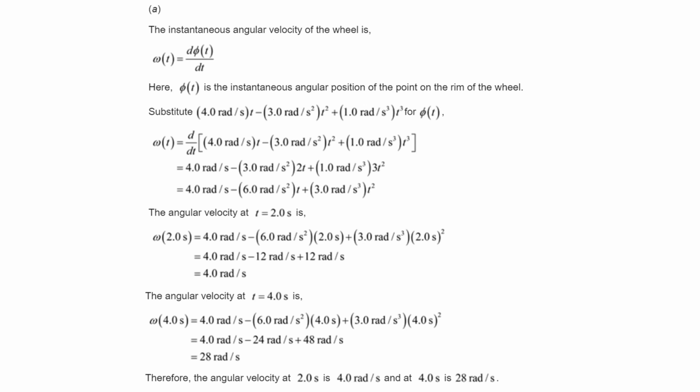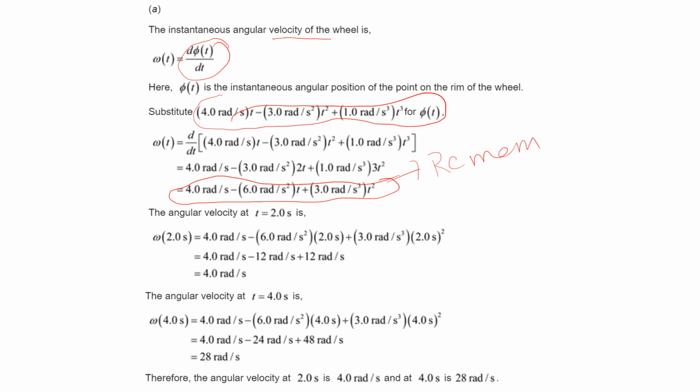The instantaneous angular velocity of the wheel can be found by this relation. We just need to put in the values given in the numerical, and we end up with this equation. Remember this equation, because we are going to use it in our last part as well for finding instantaneous acceleration.